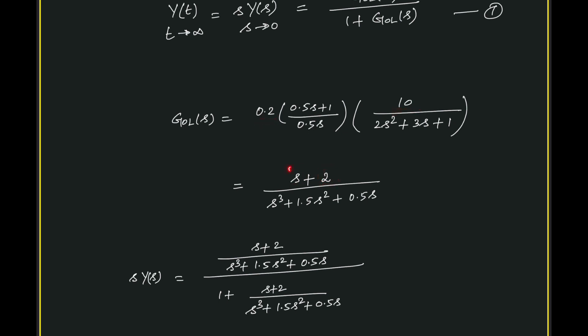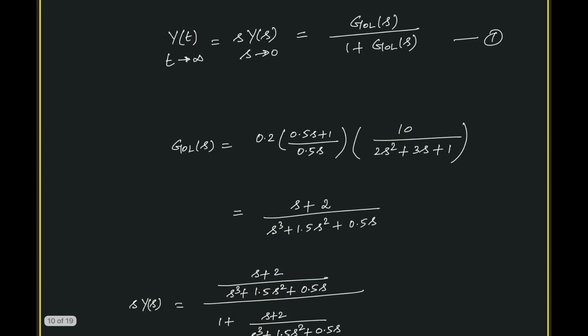So this numerator is equal to s plus 2, and the denominator we have 0.5 s into 2 s square, so we have 1 s cube, and 0.5 into 3 s into s, so 1.5 s square, and the last term is 0.5 s. So this is our GOL.